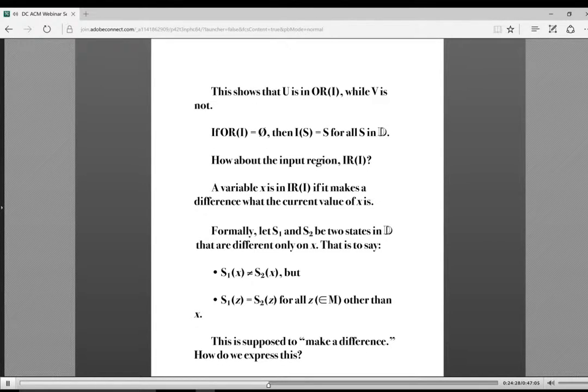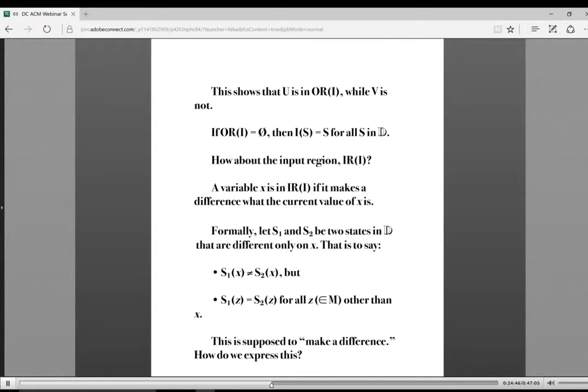But the new current value of V is the same as its old current value. It wasn't changed by I. Okay, now, next slide. This shows that U is in the output region OR of I, while V is not. And by the way, if the output region of I is the null set, then I is the function such that I of S is in S for all S.